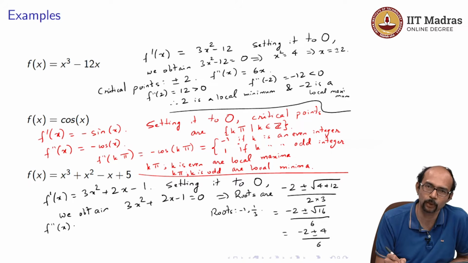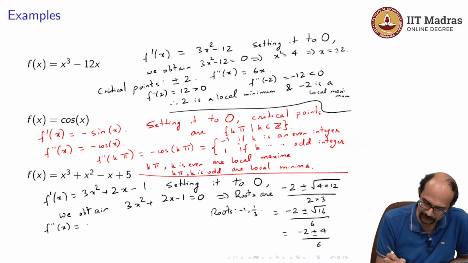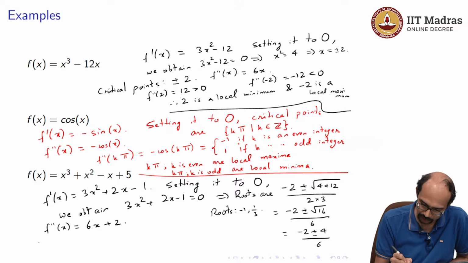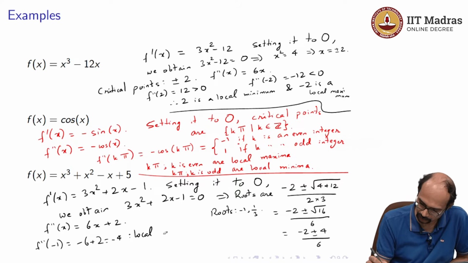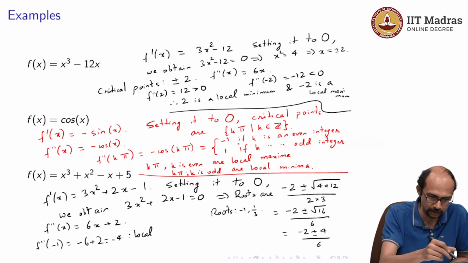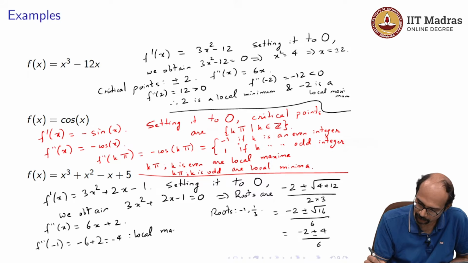To see if they are local maxima or local minima, let us compute what is f double prime x. So, that is 6x plus 2. Evaluating this at minus 1, we get minus 6 plus 2 is minus 4. So, this is a local maximum.